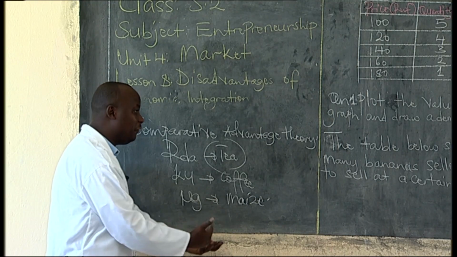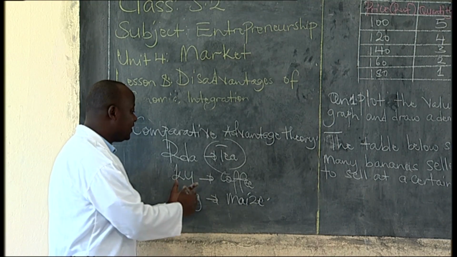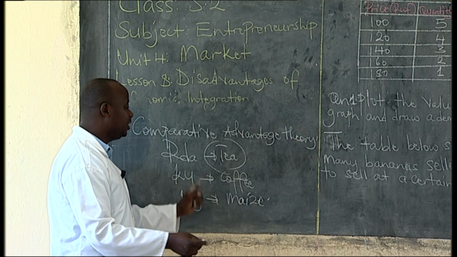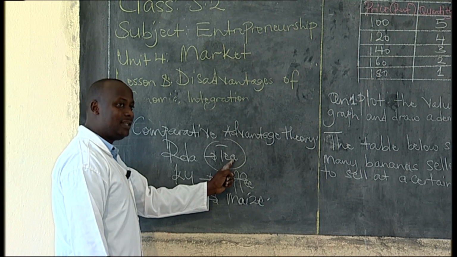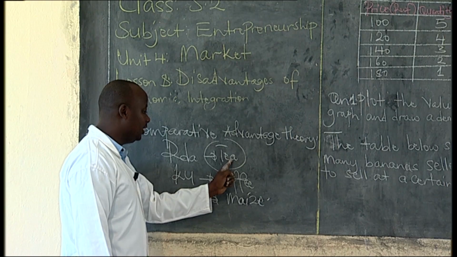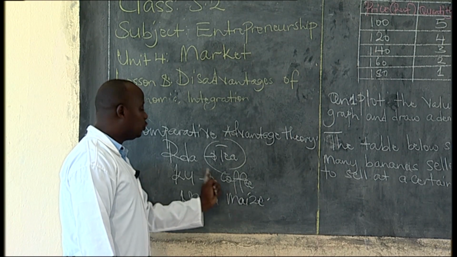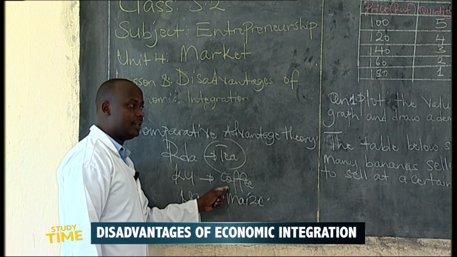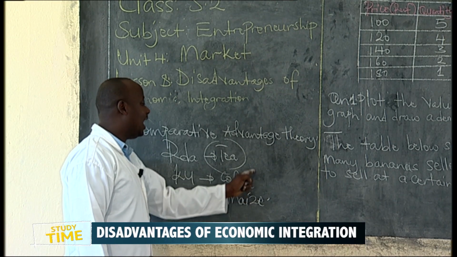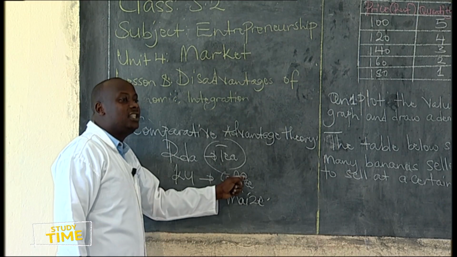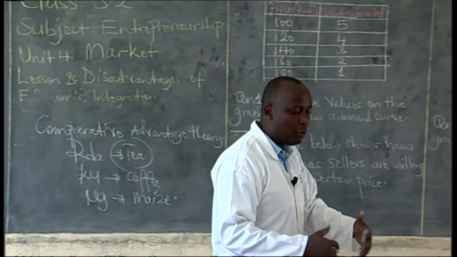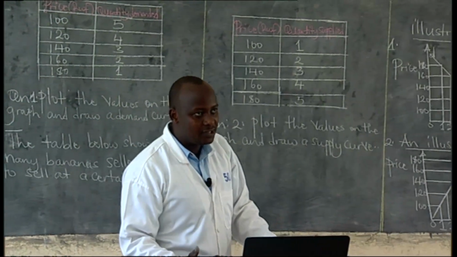And in case of conflicts, a country will suffer because each country has specialized in production of a given commodity. It means if Rwanda specializes in production of coffee, it will not produce tea, and if Kenya specializes in tea, it will not produce coffee. Now, to get coffee, they have to depend on Kenya. And if Kenya wants tea, because they are not producing tea, they will have to depend on Rwanda to get tea. Now, economic integration, based on the principle of comparative advantage, brings dependency.